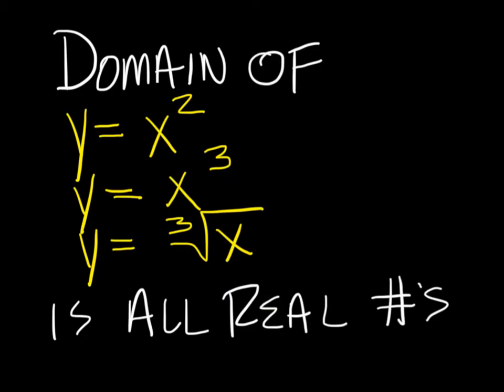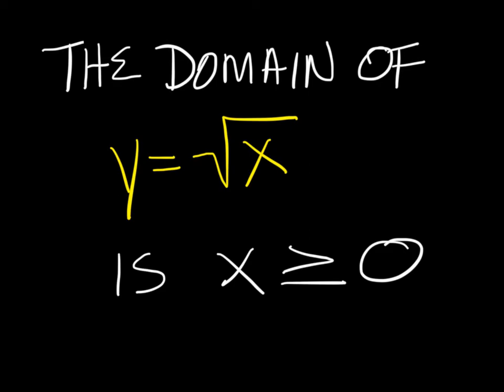The domain of y equals x squared, y equals x to the third, and y equals the cube root of x is all real numbers for each of those. And you must remember that for each. The domain of y equals the square root of x is x greater than or equal to 0. You cannot put a negative number in there because it will give you an error on the calculator. In Algebra 2, you'll figure out what you can do with a square root of a negative number. It's an imaginary number, not a real one. But we're not doing that in Algebra 1.